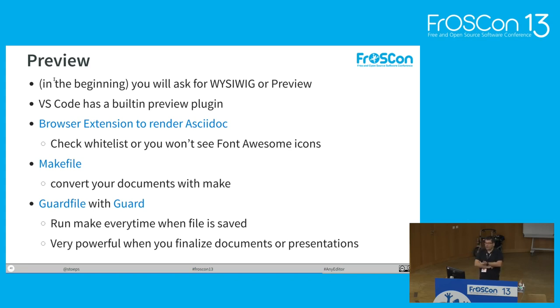Or what I found out this week, because I needed to change some small things in that presentation, you can just use Guard and a Guardfile. Guard is configured so that it checks files in a directory for changes. And when they are changed, it does something. So I just use Guard here and say, when my main document changes, please run make. And so I just need to save the document, and I get an updated version on my local notebook. First thing of automation.